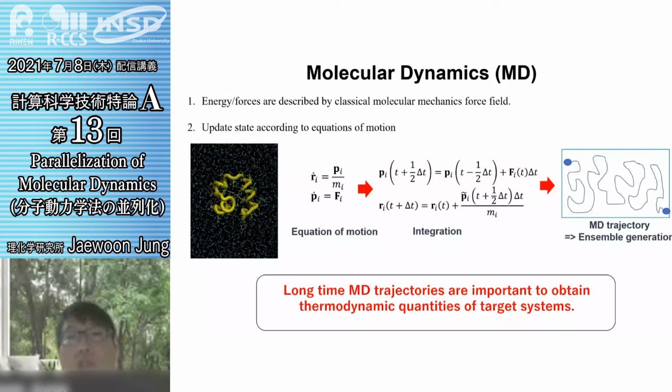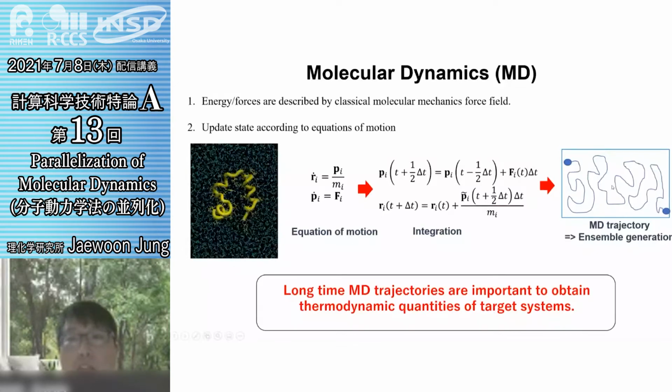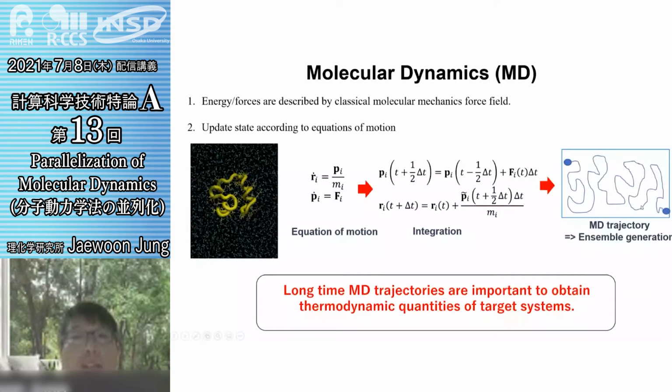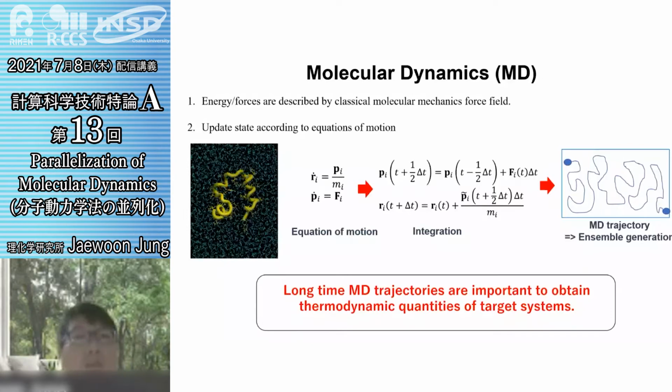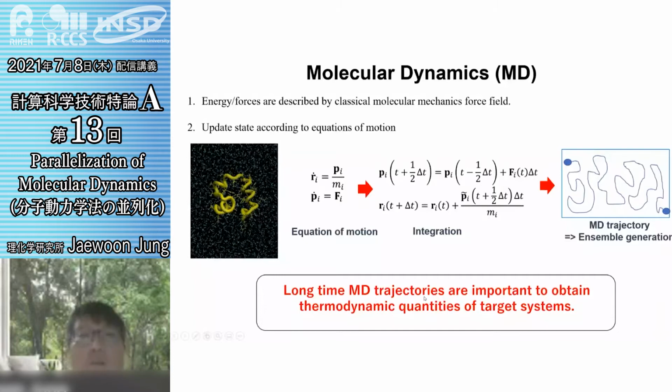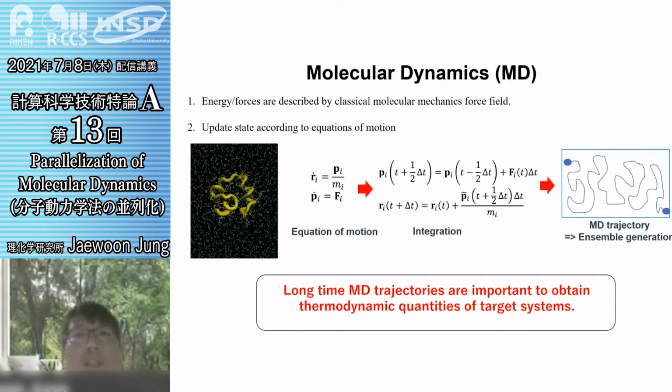Finally, we can obtain the trajectory of coordinates according to the simulation time. This trajectory is again used for ensemble generation. Based on the generated ensemble, we can calculate various kinds of physical properties related to statistics to obtain the reliable thermodynamic quantities of a target system. In fact, long-time MD simulation is very important. But unfortunately, the basic time step is very small.